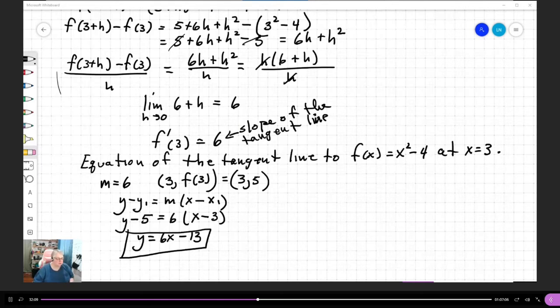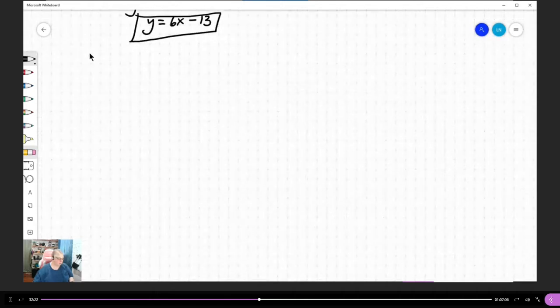Now, there's two other types of functions that you're going to have to deal with here, and that is a rational function and a square root function. And for a rational function, come on, move.